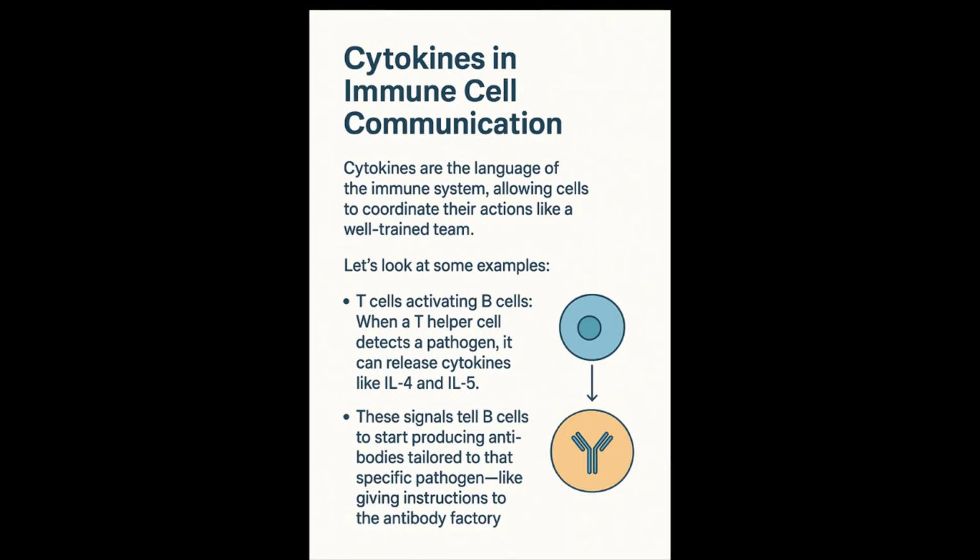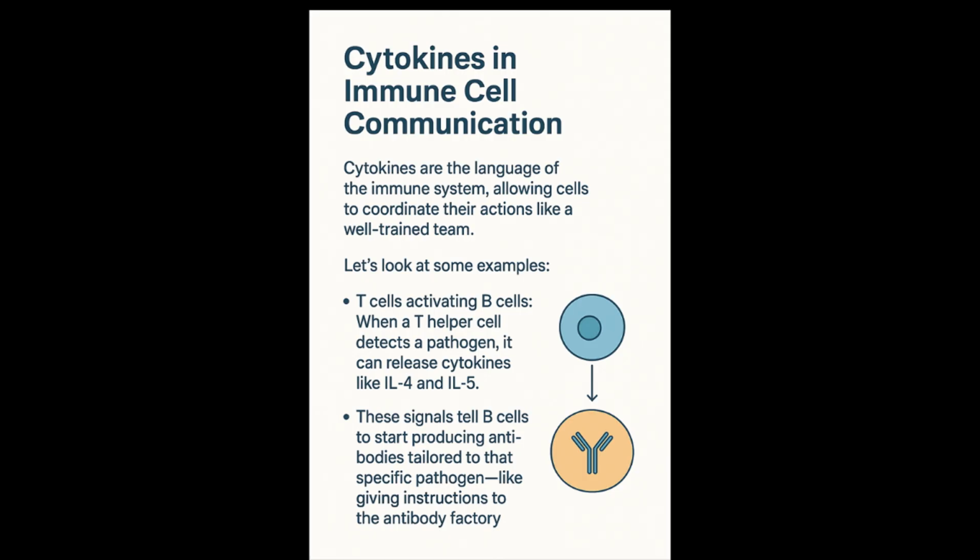So cytokines are the language of the immune system. They allow cells to coordinate their actions like a well-trained team. Let's look at some examples. T-cell activating B cells. When a T helper cell detects a pathogen, it can release cytokines like interleukin number 4 and interleukin number 5. These signals tell B cells to start producing antibodies tailored to that specific pathogen, like giving instructions to an antibody factory.